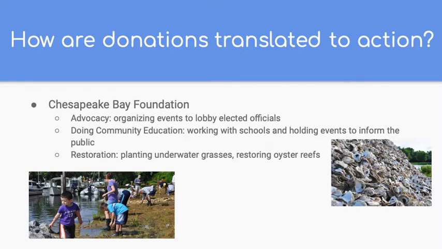And then how they translate donations to action. One main way is through advocacy. They have lobbyists in state capitals and in Washington, D.C. to advocate for water protection.